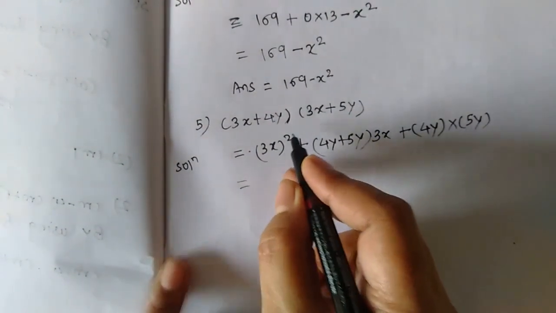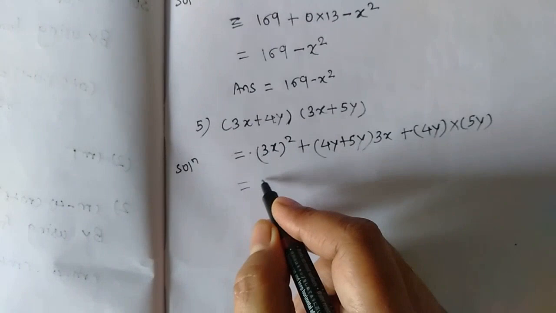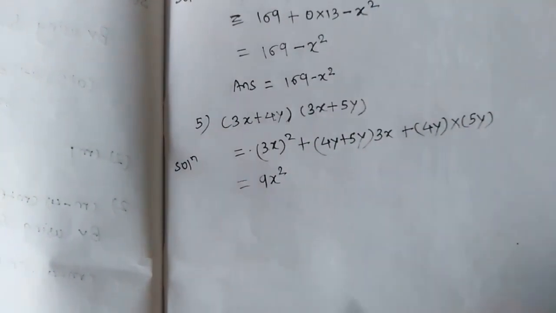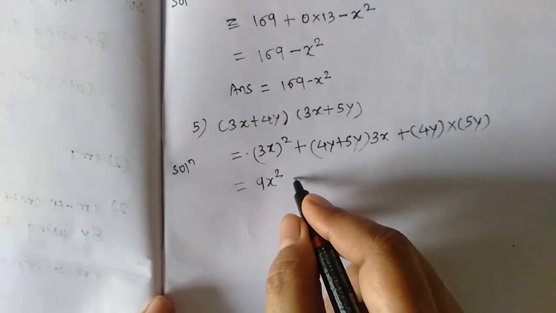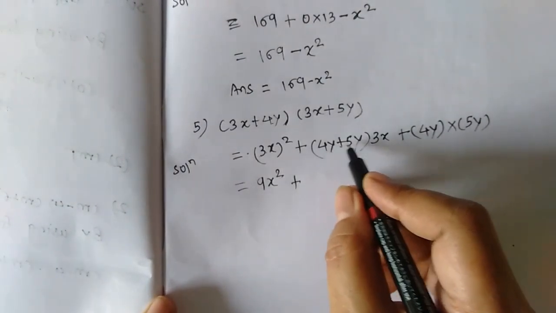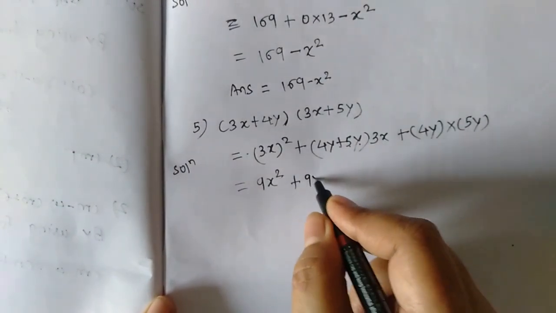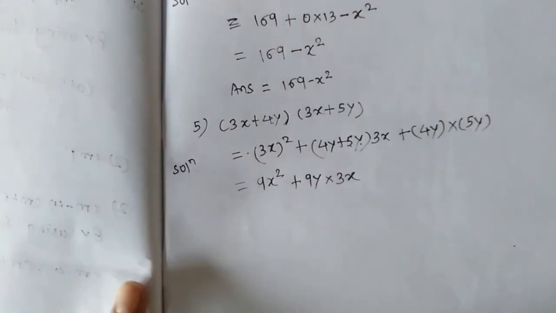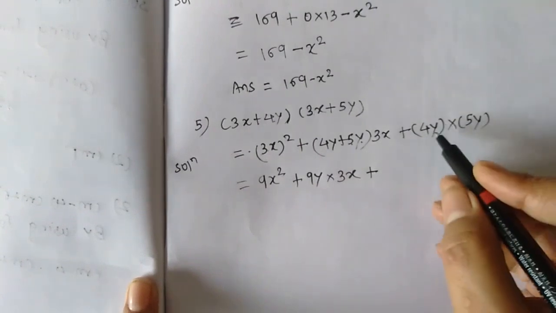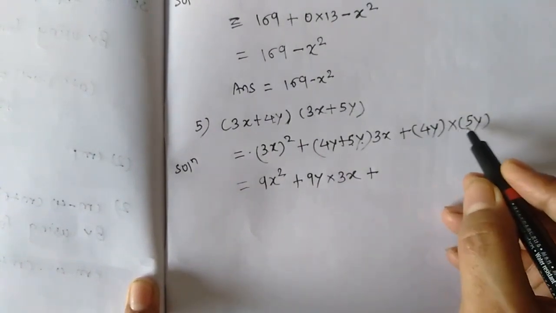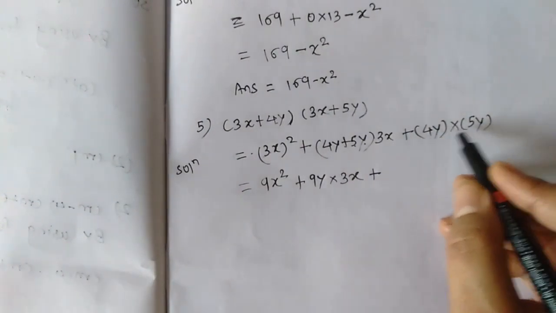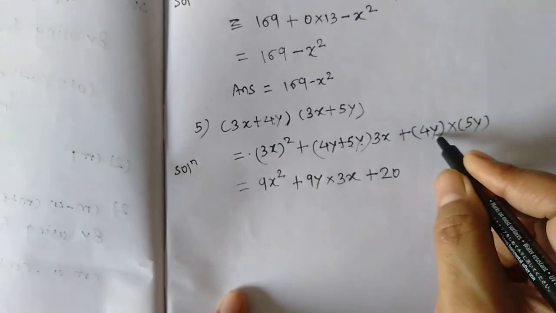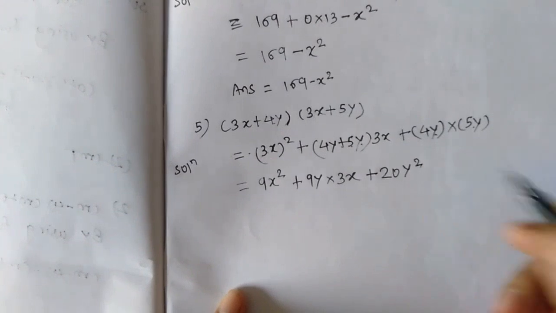Is equal to thrice x square. 3 square is 9, x into x square is x square, plus 4y plus 5y is 9y into thrice x, plus 4y into 5y. So take the multiplication of coefficient first. 4 5s are 20. y into y, y square.